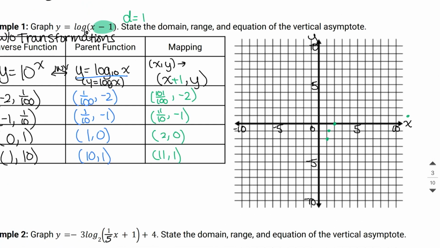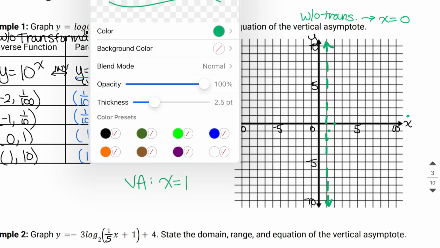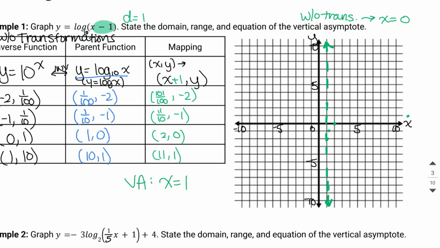Now, if you remember, the vertical asymptote without transformations is always going to be x equals 0. But now, because everything's moved over 1, my vertical asymptote in this equation is going to be x equals 1. So this vertical line that I'm drawing in here is my vertical asymptote. Now I can just connect the dots, connect my coordinates, my points right here, and I've done my graph.